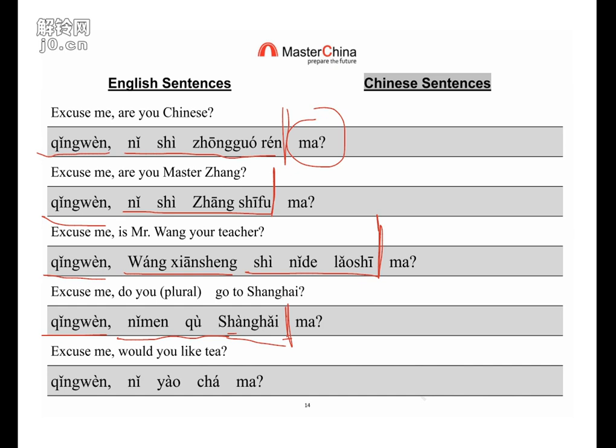So next one, 请问你要茶吗? Would you like some tea? So in our dialogue, you say, would you like some coffee? 你要咖啡吗? 你要茶吗? See? So ma, don't forget ma at the end of a yes/no question. They are all yes/no questions.